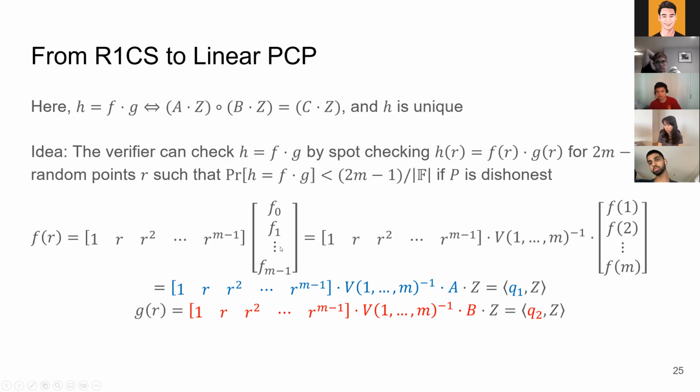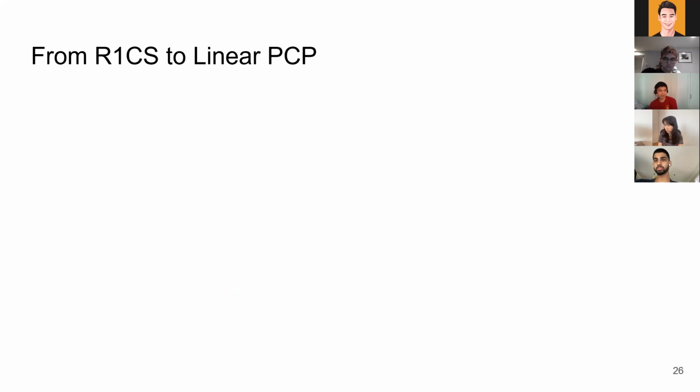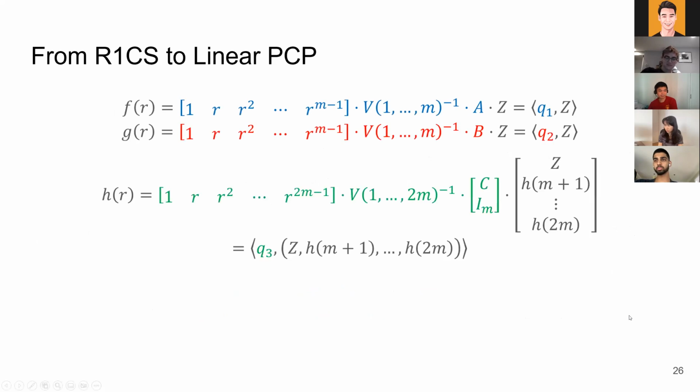Questions about how we have suddenly turned our polynomial evaluations into inner products? So we're saying we're now able to evaluate f of r and g of r as inner products of some queries Q1 and Q2 with the input vector z. Now we're saying, okay, Bill, what about h? Where's h of r? h of r is going to be slightly more complicated, but not too much more so.